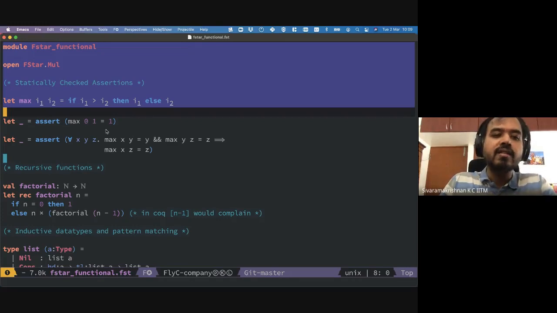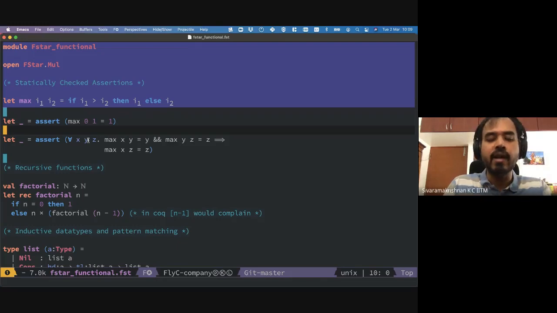So if you had written the same code in OCaml, you can run this program. At runtime, the assertion would pass, right? Because this would be true. So the assertion would pass. Here you can get the assertion to pass at compile time, right?